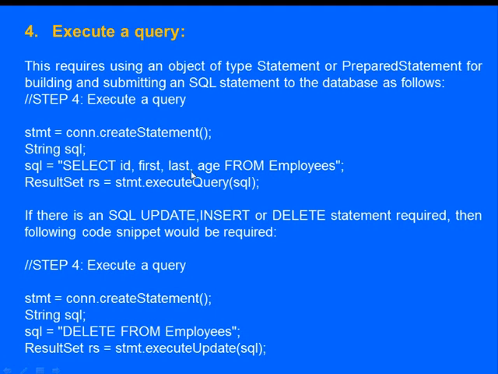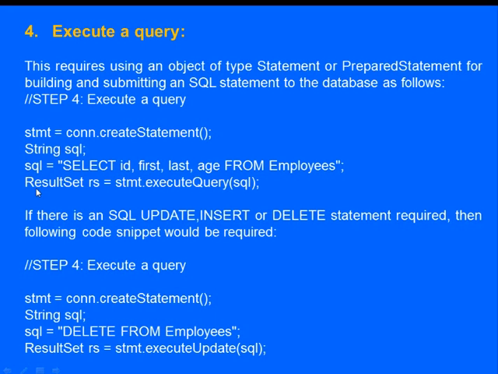If we recall, this is a SQL statement to select id, first, last, age. All these are the fields, attributes, or columns of the given table employees. It means we want to select these attributes of the relation employees, of the table employees. So we have stored this string in the sql string variable.